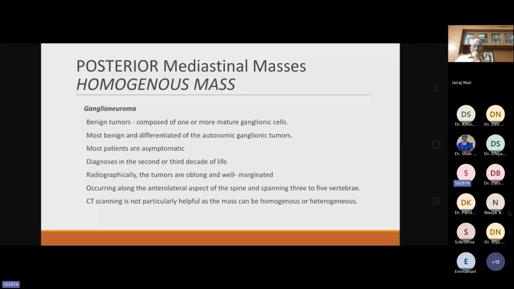Ganglioneuromas are benign tumors composed of one or more mature ganglionic cells, the most benign and differentiated of the autonomic ganglionic tumors. Most patients are asymptomatic, usually diagnosed in the second to third decade of life. Radiologically, the tumors are oblong and well marginated, occurring along the anterolateral aspect of the spine and spanning 3 to 5 vertebrae. CT scanning is not useful as the mass can be homogeneous or heterogeneous.